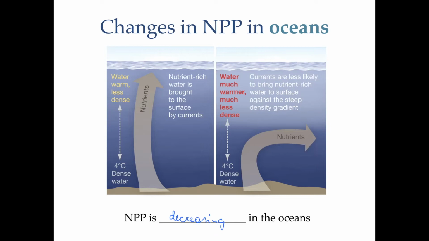So on land and in the oceans, net primary productivity is decreasing, even though we saw an increase on land in the North Hemisphere.